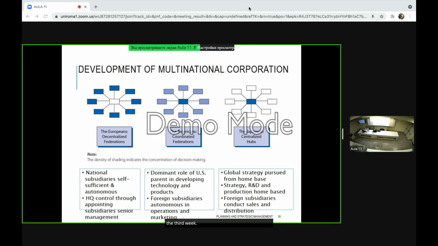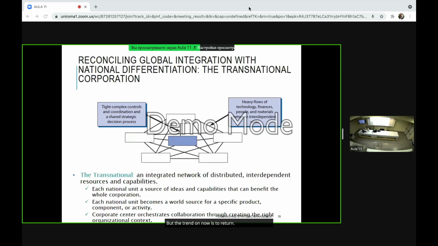The third is related to the Japanese challenge. This is the model prevailing during the 70s and the 80s. We have centralized hubs, where a global strategy is pursued from the home base. But the trend now is to reconcile global integration with national differentiation. In this configuration, we have strong control and coordination from the center, and units which are interdependent on each other, with flows of technology, finances, people, and materials.